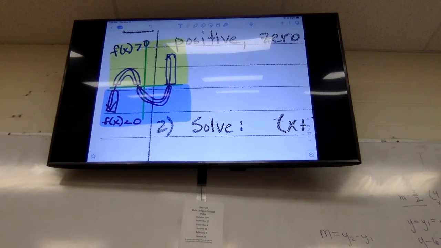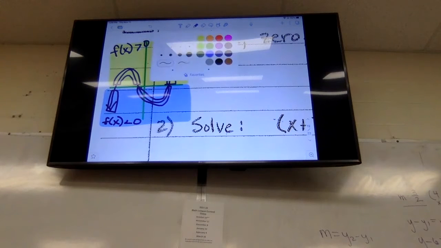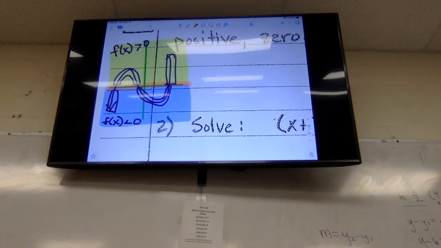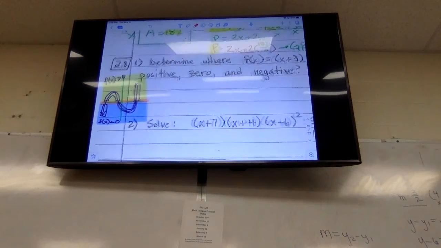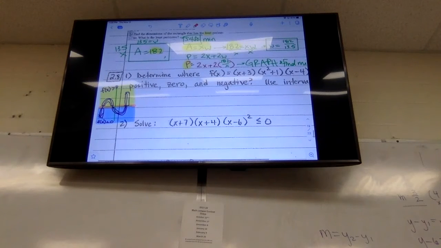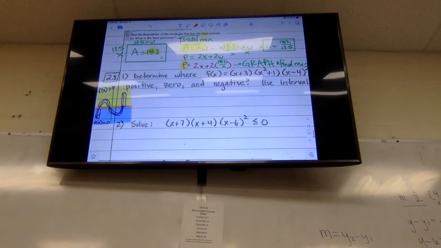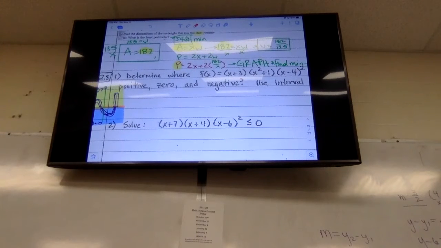We also have to notice where my function is equal to zero, and that's just physically on the axis. I'm going to argue that if we know the end behavior and if we know the zeros, then we can know where my function is positive, negative, etc. Okay, so my equation over here says determine where f of x equals (x plus 3)(x squared plus 1)(x minus 4) squared is positive, zero, and negative.